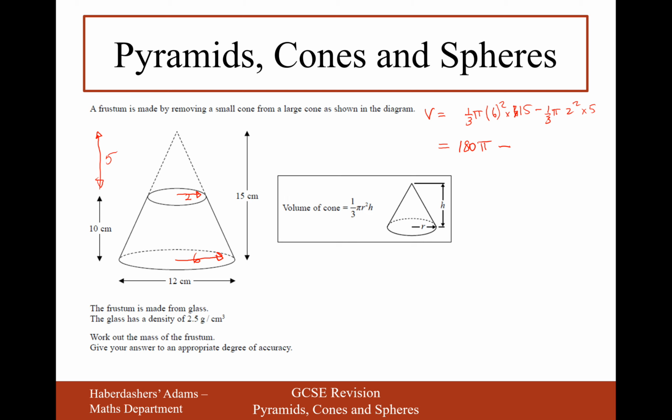And then minus 2 times 2 times 5 divided by 3. That will give us 20 over 3 pi. And then the volume, I'll actually work this out as a value: 180 minus 20 over 3, and then times that by pi, will give us 544.5.